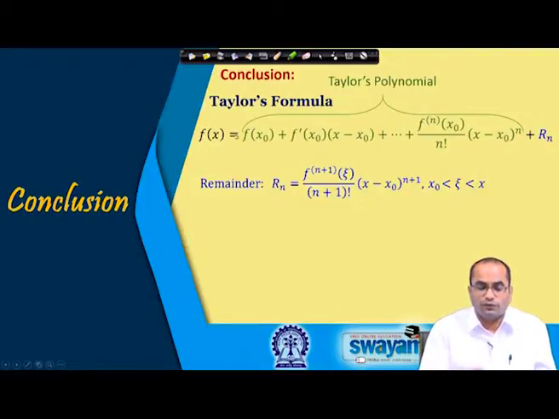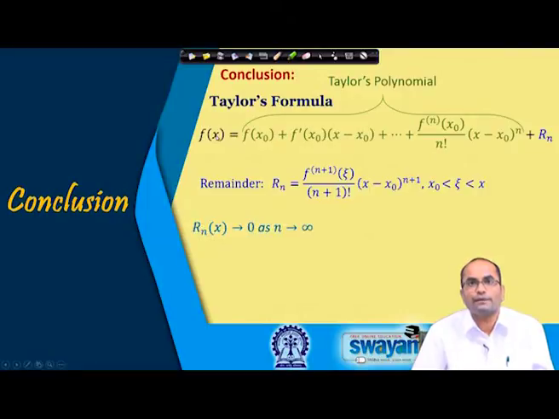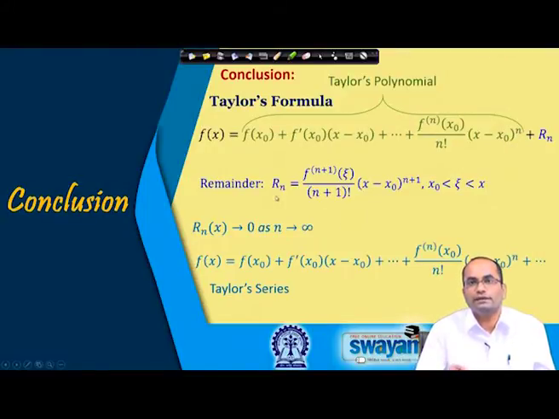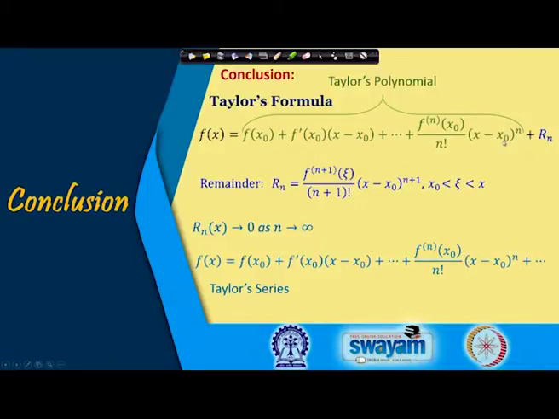The polynomial term we call the Taylor's polynomial, and the whole result is called Taylor's formula. And then we have also observed that when R_n, the remainder term, goes to 0 as n goes to infinity, then we can write down this Taylor's formula in terms of a series, which is called the Taylor series.